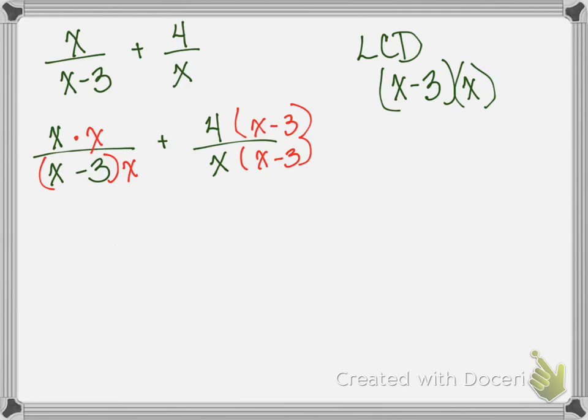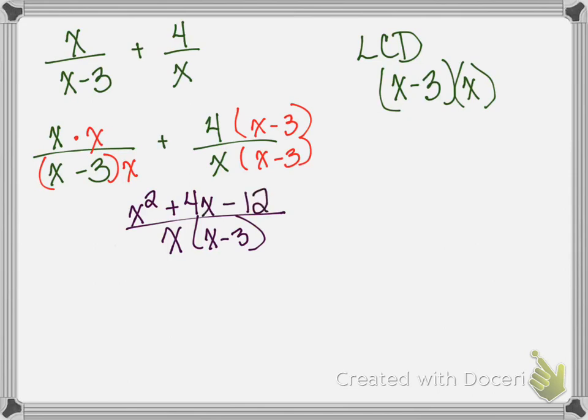Okay, so now my denominator is x times x minus 3. X times x is x squared. I've got to distribute that 4. So I get 4x minus 12. Okay? I tend not to multiply that denominator out, and you're fine not multiplying that denominator out.